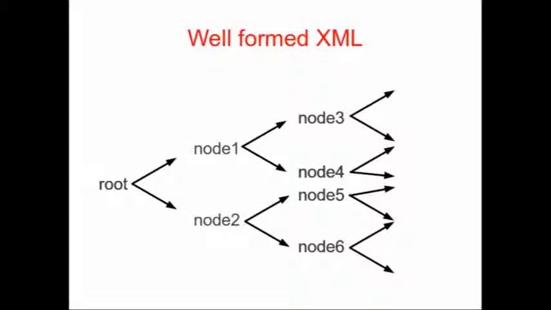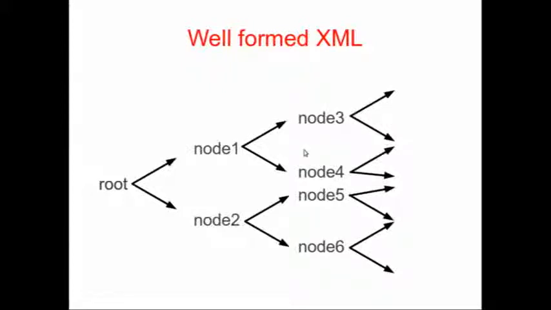In this tree structure, there's a hierarchy between the root node and node 1, and node 1 and node 3, node 1 and node 4. There's no interaction, no relationship between node 3 and node 2. And as part of well-formed XML, you can't have conflicting tags that overlap.